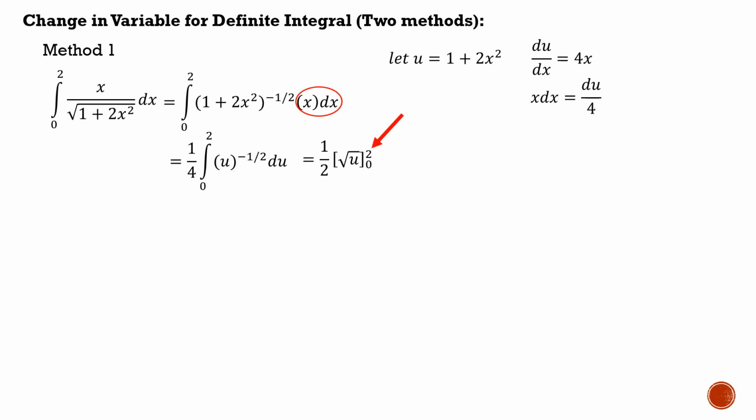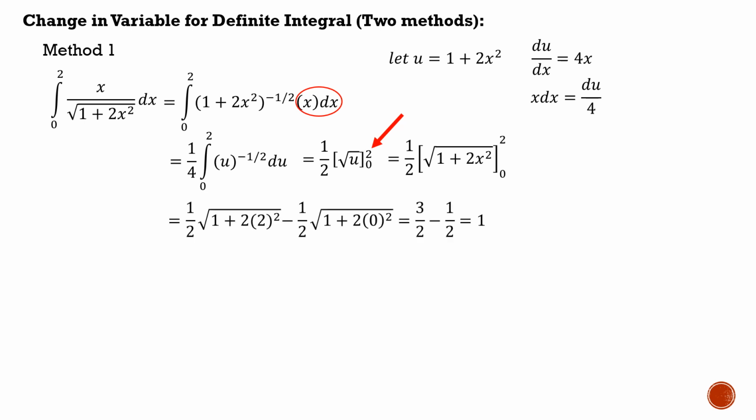If we decide to keep these upper and lower limits, remember that these upper and lower limits were going to be evaluated with respect to x, and now we have with respect to u. So therefore, before I evaluate this definite integral, I have to replace u with 1 plus 2x squared. And now I can simply evaluate this definite integral. I can use the fundamental theorem of calculus and evaluate this, because the upper and lower limits originally were with respect to x, and therefore I have to evaluate with respect to x.